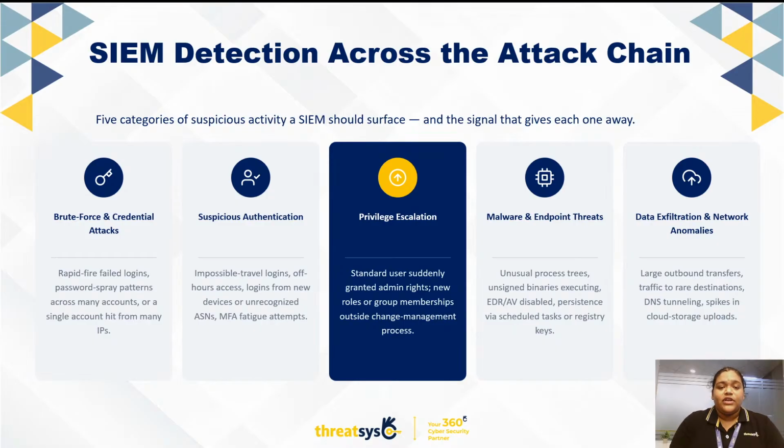The fourth category is malware and endpoint activity. A SIEM can receive endpoint security events that indicate suspicious process activity, unauthorized program execution, security controls being disabled, or ways for the attacker to stay in the system being created. The fifth category is data exfiltration and network anomalies. Indicators can include unusually large outbound transfers, communication with rare destinations, exfiltration, or an unexpected increase in uploads to cloud storage.